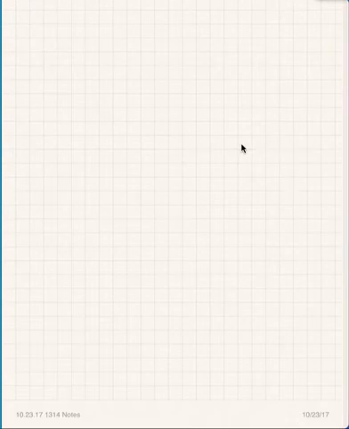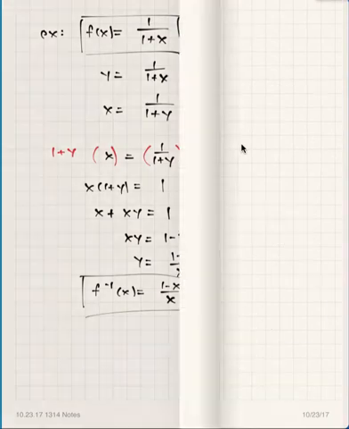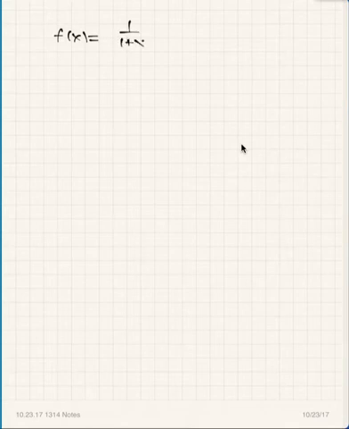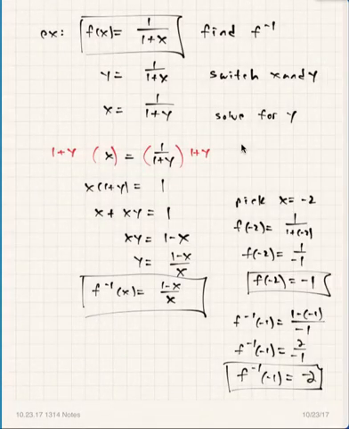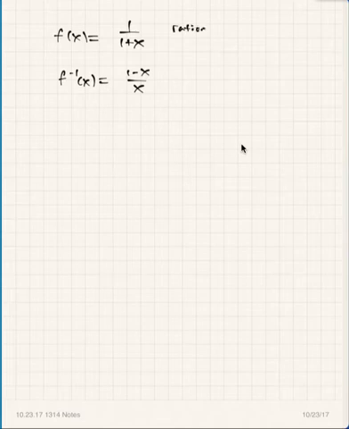So first of all, one other thing I forgot to mention in these two functions right here. If I have f of x is 1 over 1 plus x, and we got that f inverse was 1 minus x over x, like so. These are rational functions. This is something we've just come out of talking about in class a week or so ago. These are rational functions.